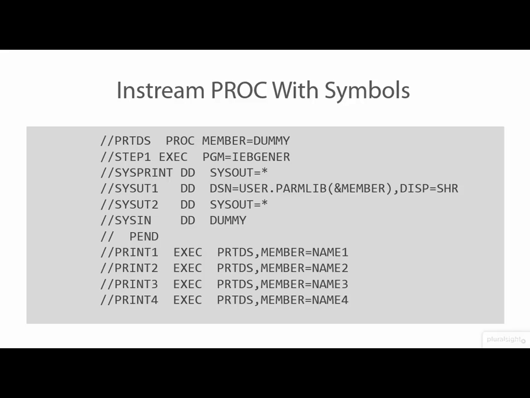Then you can see that after the pend statement, we invoke this proc 4 separate times, each time specifying a different member name. So the first time we run it, we're going to run this with member equals name1, the second time with member equals name2, and so on. This allows us to use the same proc, but print 4 different members. This is the role that symbolic values have, because they will be substituted with JCL expansion, and as a result, you can see we've made a modification to this proc without actually having to modify the code itself.